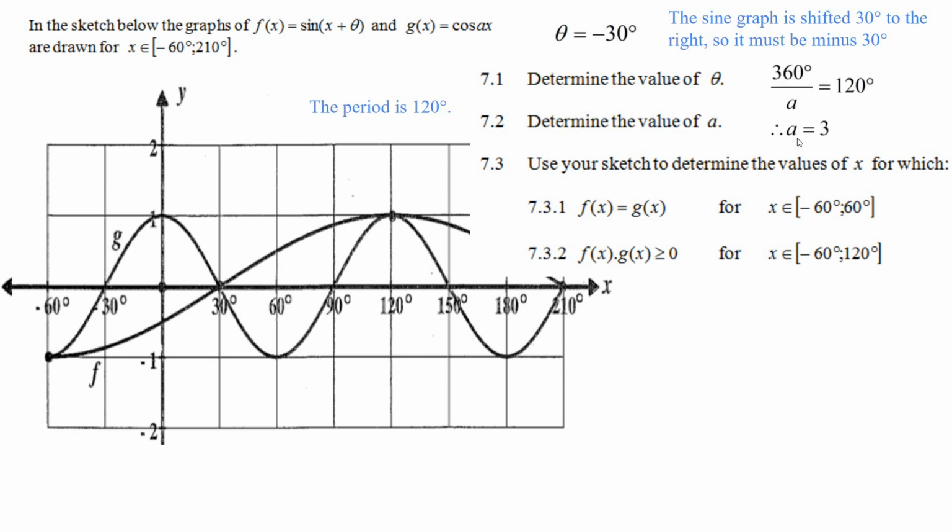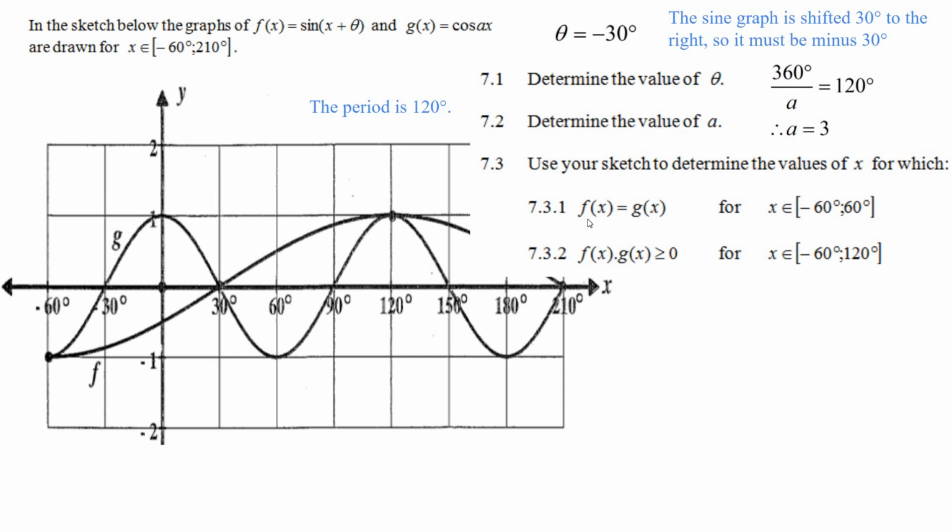So what does that mean? The period's 120. Well, 360 divided by a has to equal 120. These can trade places. 360 divided by 3 is 120. That's why a is 3.